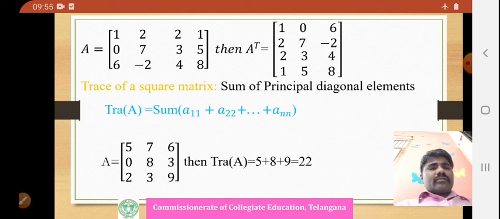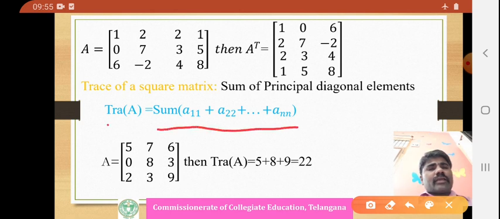And one more important thing is the trace of a square matrix. Trace is only for a square matrix. It is nothing but the sum of the principal diagonal elements. It is denoted by trace of A. Trace of A equals the sum of A11, A22, up to Ann, all the principal diagonal elements.